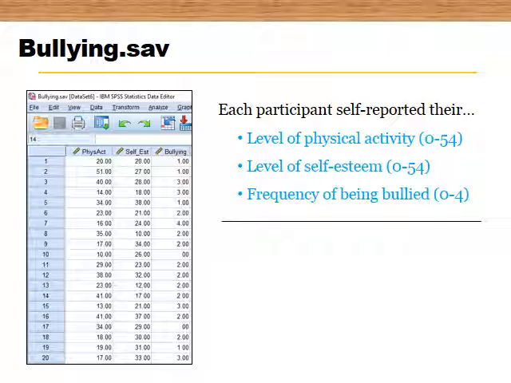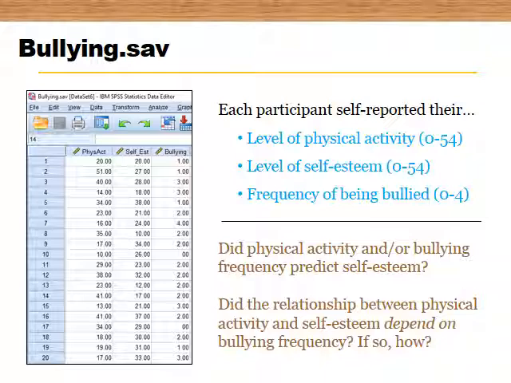So unlike in the last problem, where we had one continuous predictor and one categorical predictor, in this problem we have two continuous predictors, physical activity and bullying frequency, plus their interaction, both as predictors of self-esteem level. So try to answer the following questions. First, did either of these variables predict self-esteem on its own? Was there a main effect of physical activity and/or a main effect of bullying frequency? Also, was there a significant interaction between those two things?